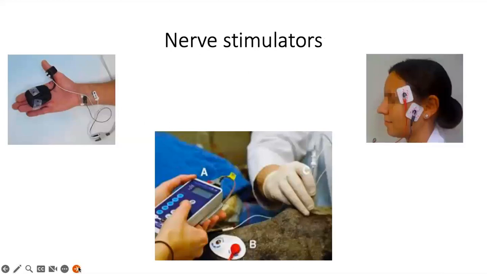Here are just pictures to show you the nerve stimulators attached to the patient. This one is a typical nerve stimulator for checking for neuromuscular blockade. This one is for when you're doing peripheral nerve blocks. This is an example of where you would place the electrodes if you are going to monitor the facial nerve.